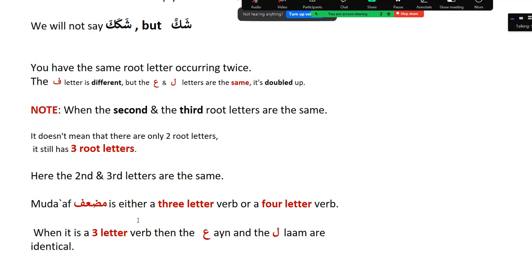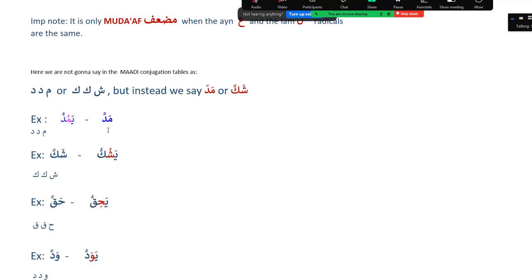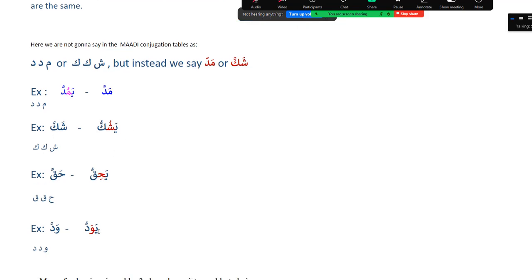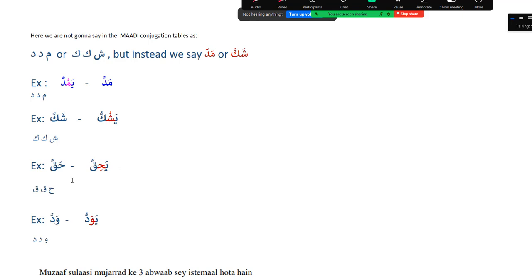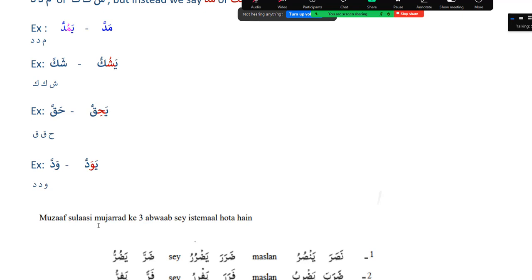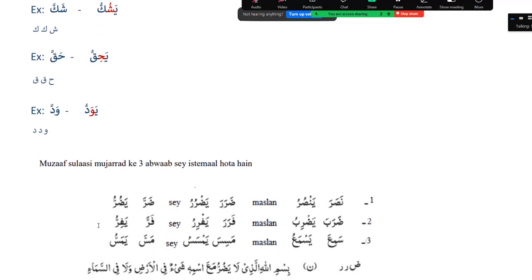And muda'af is either a three-letter word or a four-letter word. But in this topic, we are going to learn about three-letter verbs. Examples are madda yamuddu, shakka yashukku, and sometimes you have haqqa yahiqqu or wadda yawaddu. Did you notice that the mudari here has a dhamma, madda yamuddu. And haqqa, the mudari is yahiqqu, with a kasra. And wadda, here the mudari has a fatha, yawaddu. Why is it so? Because we have different babs, right?